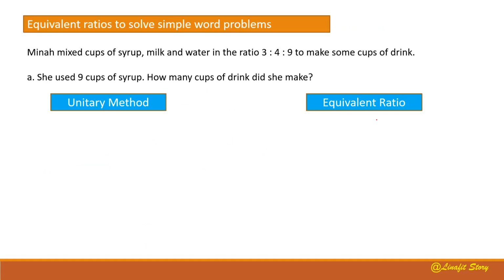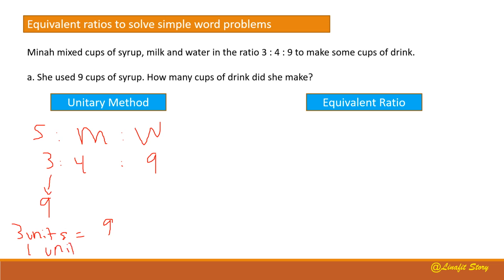Mina mixed cups of syrup, milk and water in the ratio 3 to 4 to 9 to make some cups of drink. She used 9 cups of syrup. How many cups of drink did she make? So over here you may solve it with the unitary method or with the equivalent ratio. So first here, the syrup, milk and water is 3 to 4 to 9. Then Mina used 9 cups of syrup. So this means 3 units equals 9. So how to get 1 unit? To get 1 unit is 9 divided by 3 equals 3.